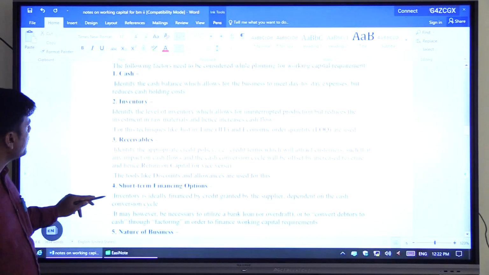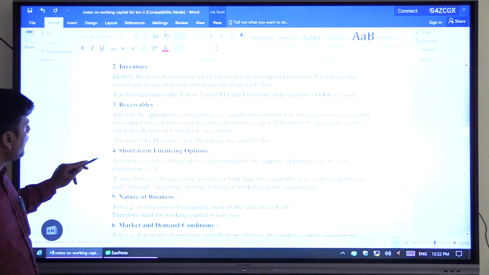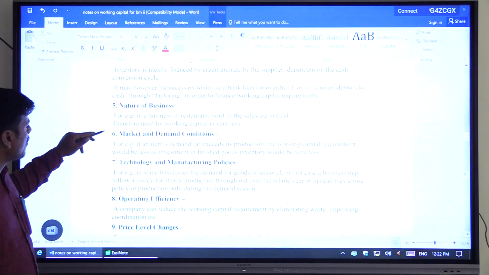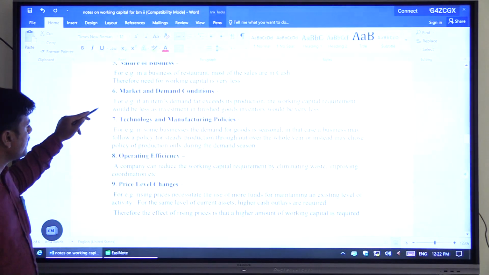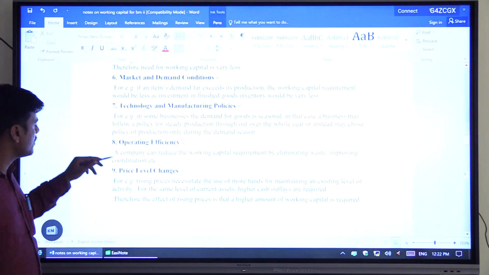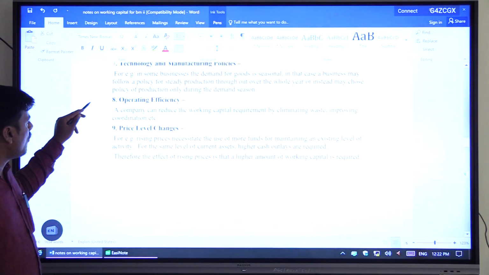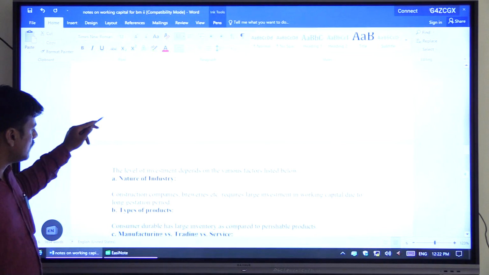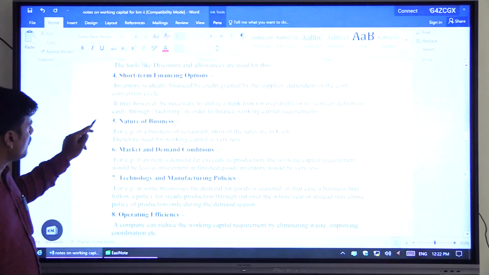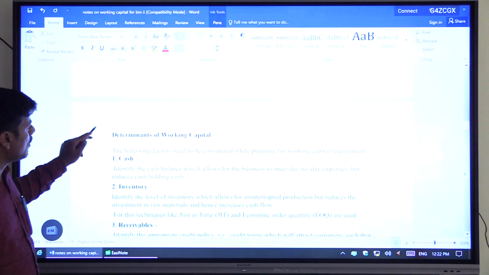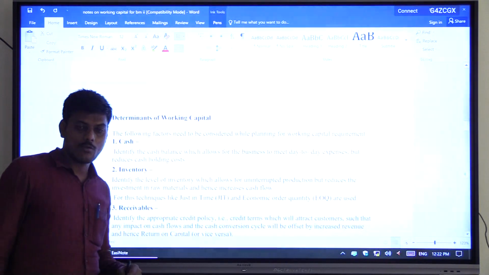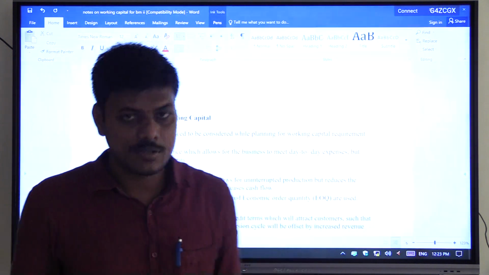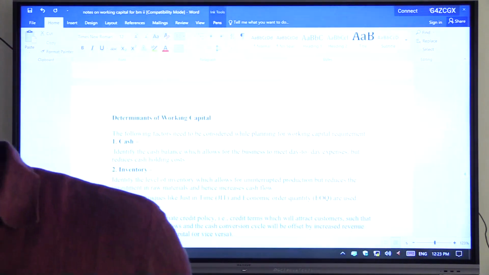The working capital requirement depends upon particular factors. First one is cash, second one is inventory, third one is receivables, short-term financing options, nature of business, market and demand conditions, technology and manufacturing policies, operating efficiency, and price level changes. These are some important points besides our working capital requirement. Then these lectures will be continued. That means all these points will also be continued after some time.